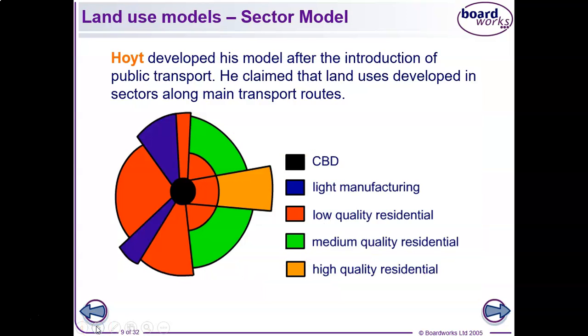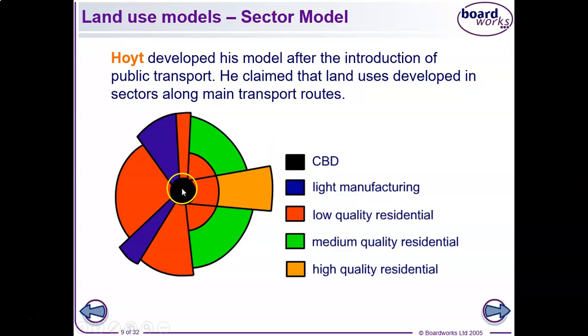Okay, so Hoyt was slightly different, and look at the shape of his model. He still has a CBD in the middle, but you can see that unlike Burgess, Hoyt's actually moves out in long vertical lines. The development is moving out linear rather than in circles. There is some of it obviously spreading out in circles, but you can see all these wedges have started to appear. And he basically introduced his model after the development of public transport. So he claimed that land use models developed in sectors, and that's why we call it a sector model, or these wedges, along major transport routes.